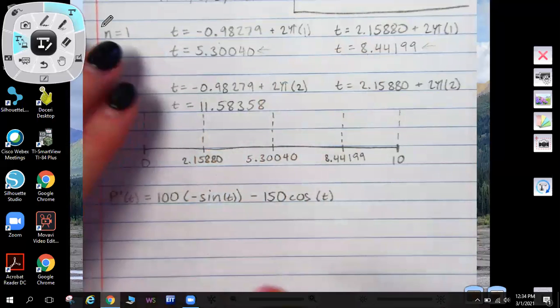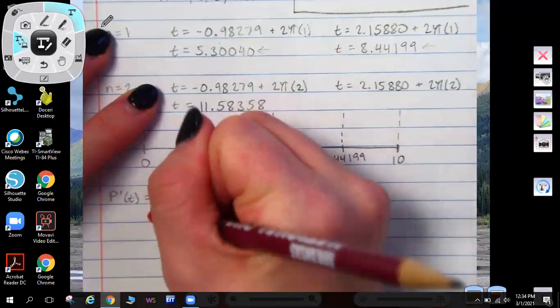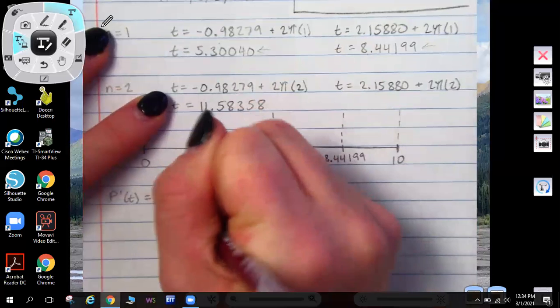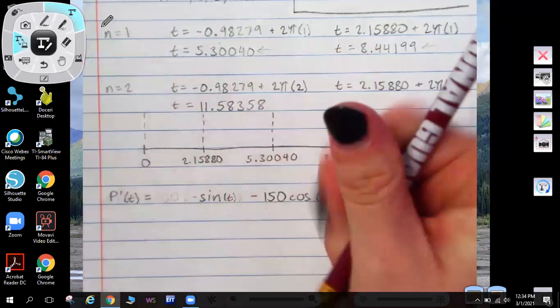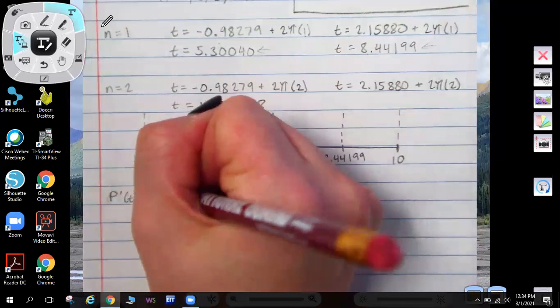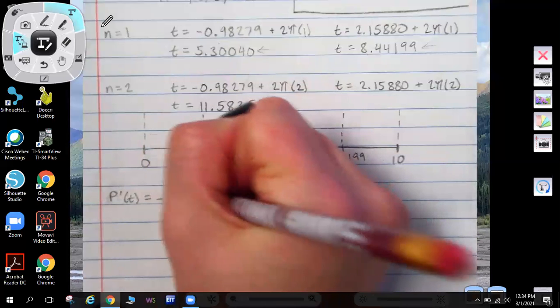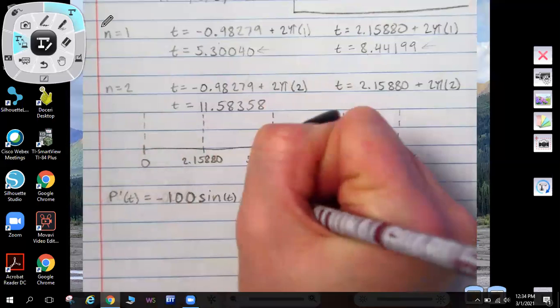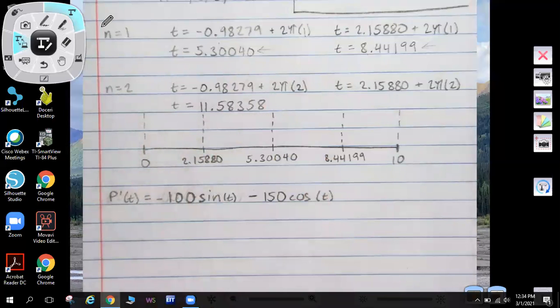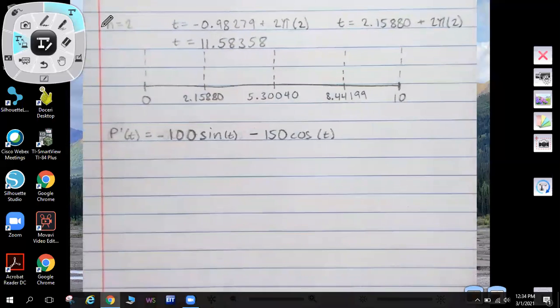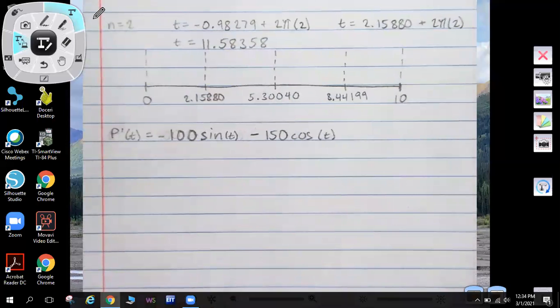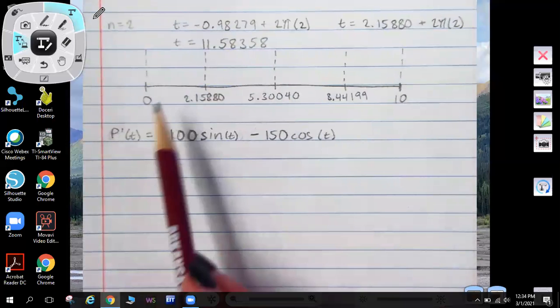Oh, I don't know why I wrote it like that. I was looking at the wrong line. Nothing changes. I just moved the negative out in front of the 100. Negative 100 sine of t minus 150 cosine of t. So that's the derivative that we're plugging our values into.